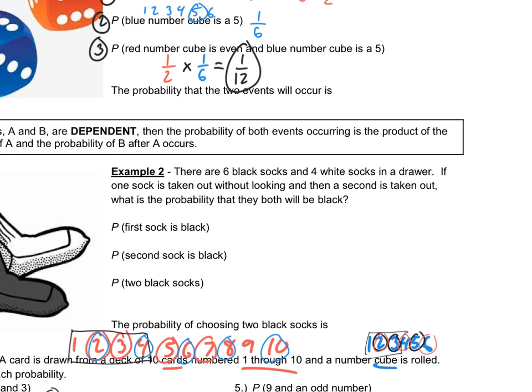First, we got to look at how many socks we're talking about altogether. We've got 6 there, and we also have 4 here. So we have a total of 10 socks. So our first probability is going to be something over 10. So we want to know the probability of finding a black sock first. Well, there are 6 black socks.